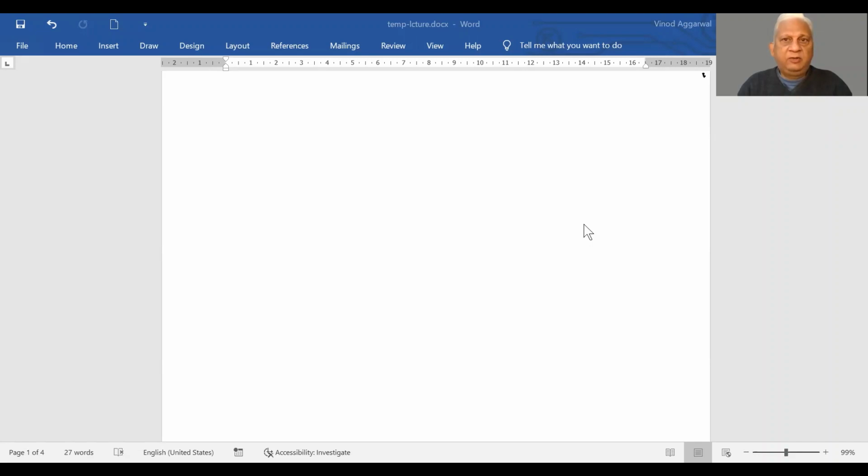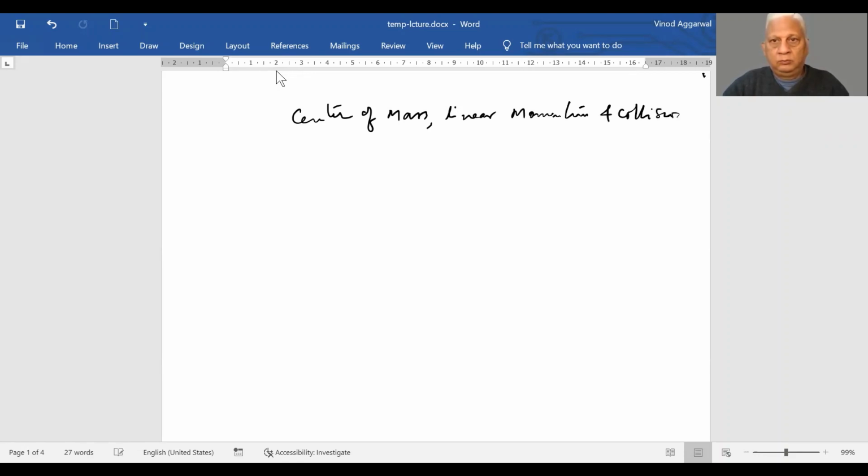Today's topic is center of mass, linear momentum, and collision. Now, you may have a system which may consist of different particles, bodies scattered around all over the place.